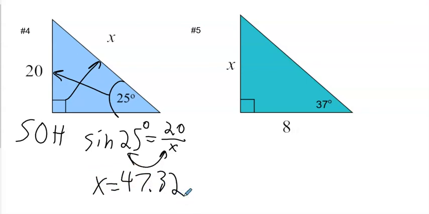Again, does it make sense? It's the hypotenuse, it's got to be bigger than 20. It is.